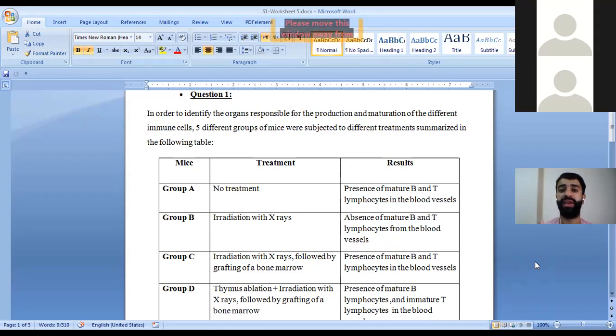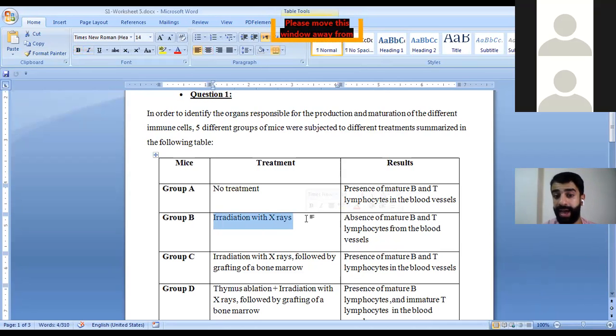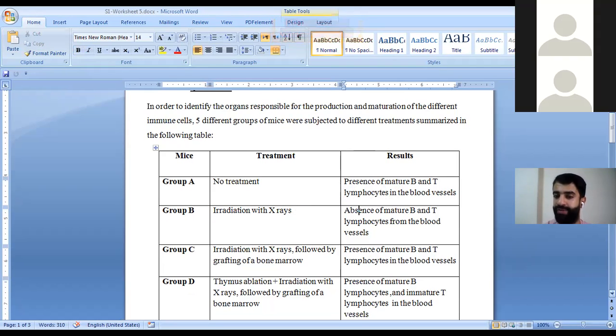Lymphocytes. So what does this indicate? This indicates that we don't have B and T lymphocytes. And this is the result. This indicates that the bone marrow, we have irradiation with X-rays. What does this mean? We don't have bone marrow. Yes, so irradiation with X-rays destroys the bone marrow. I mean that the bone marrow is gone. We don't have the bone marrow responsible for the production of B and T lymphocytes.